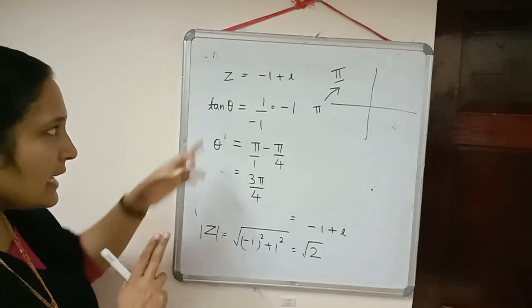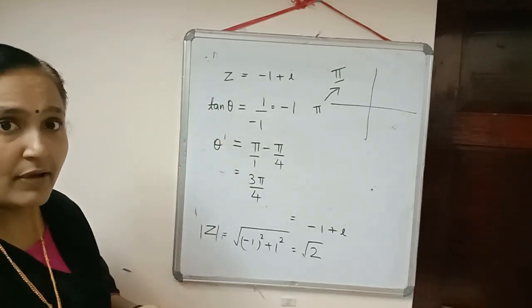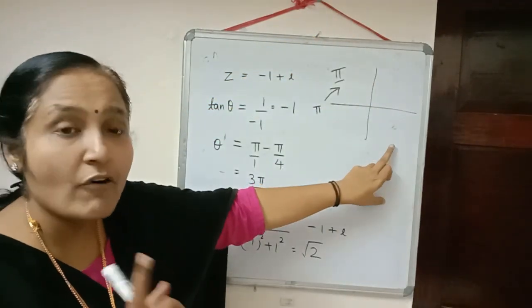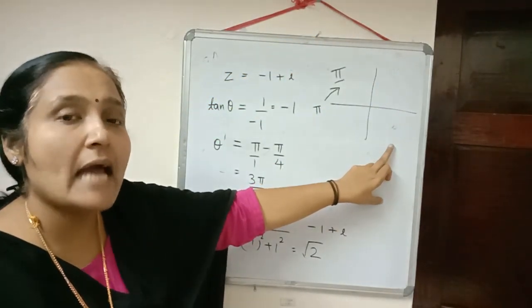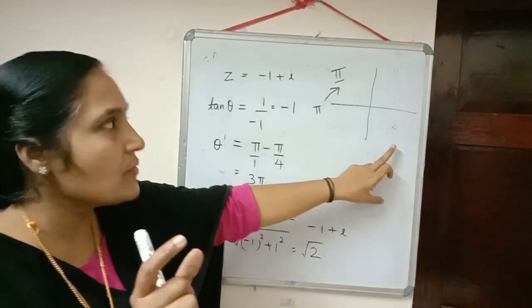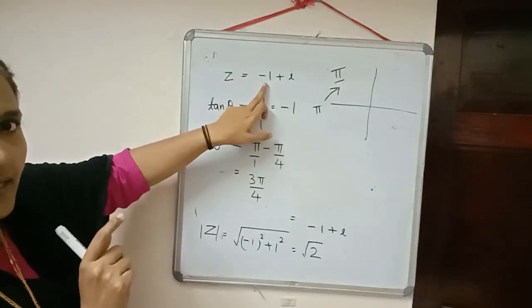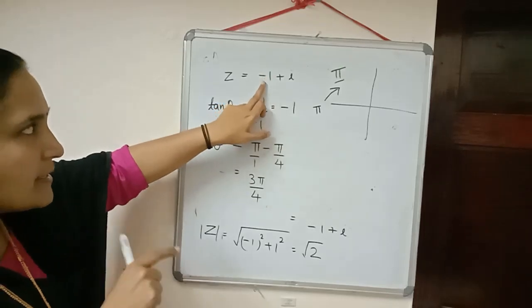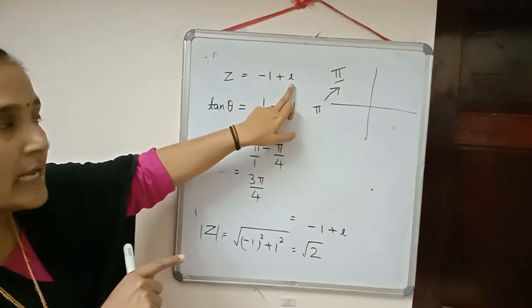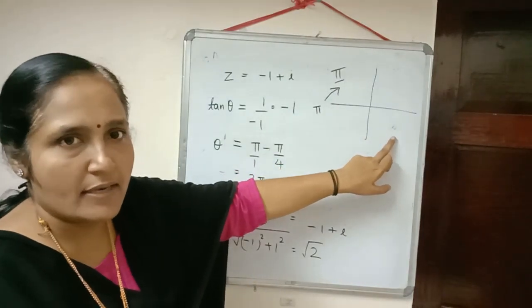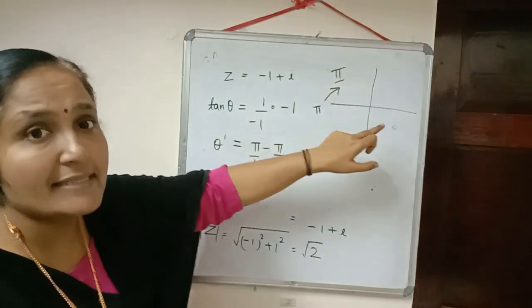Because tan theta gives a negative value in two quadrants, the second quadrant and the fourth quadrant, which angle will we take? For that only, we check the points and see which quadrant they are in. If the x coordinate is positive and the y coordinate is negative, it will come in the fourth quadrant. Then accordingly the angle will change.